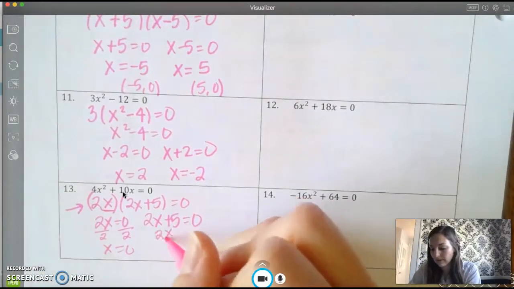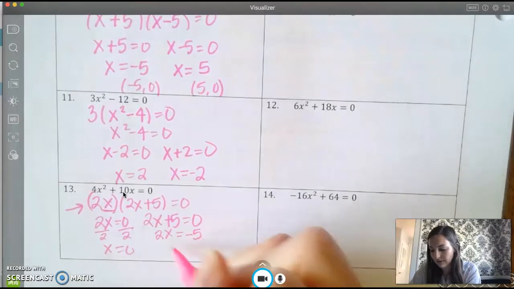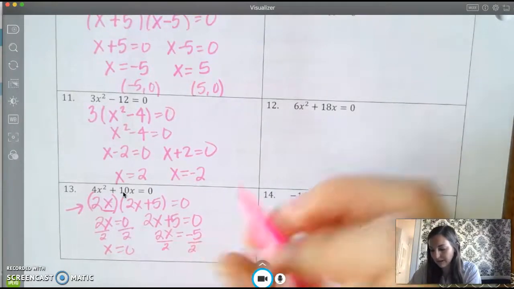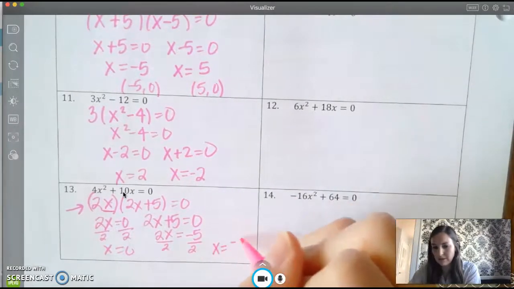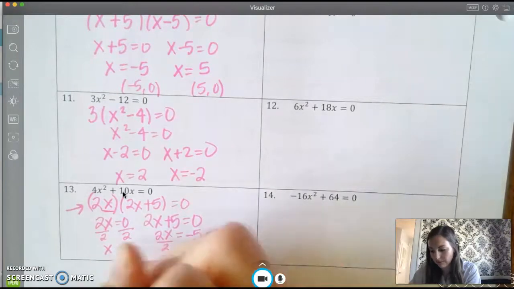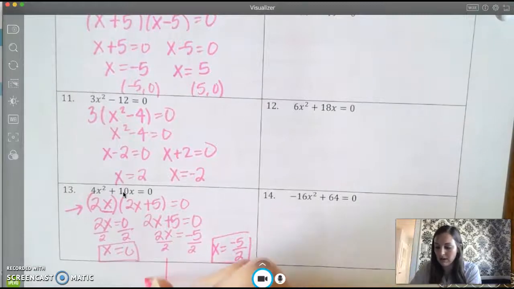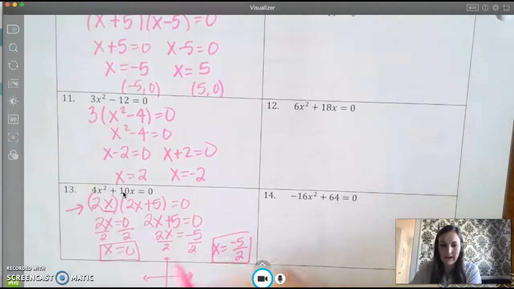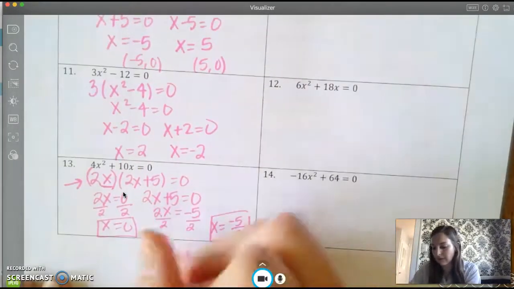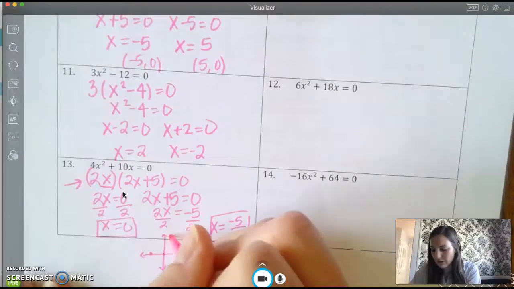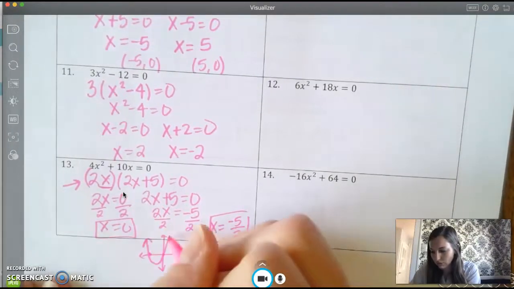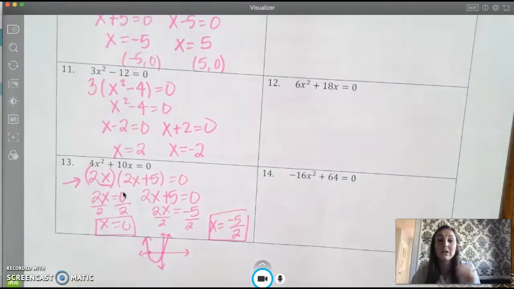We then subtract 5, so 2x equals negative 5. Divide both sides by 2. So x equals negative 5 over 2. So yes, you can have an answer of 0, right? That would just mean that we have an x-intercept at the origin. So with 0 and negative 5 halves, we're just going through the origin for our graph. Totally fine. 0 is an option as one of your x values.